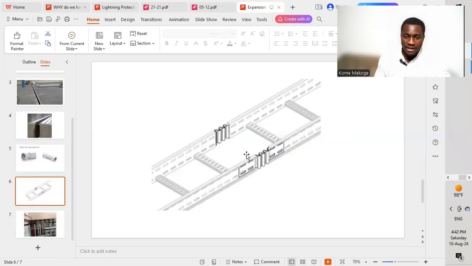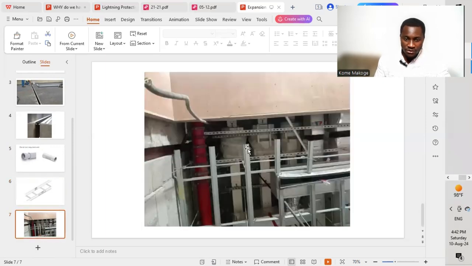As we can see here, there's a cable ladder where expansion joint couplers are installed. This is a picture which I took on site of an expansion joint, and then we have bus bars which are installed. As you can see here, this is an expansion joint coupler which is being installed.